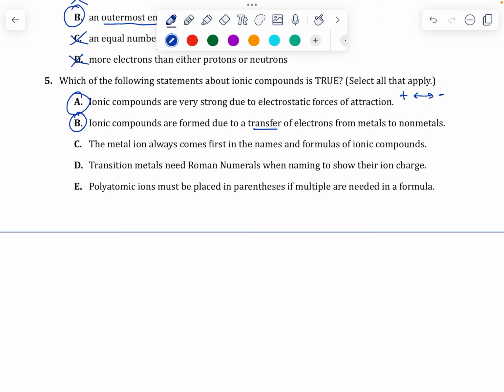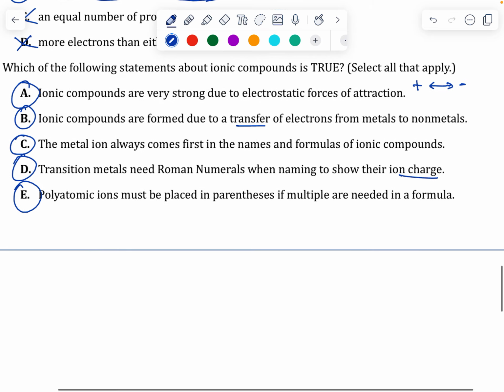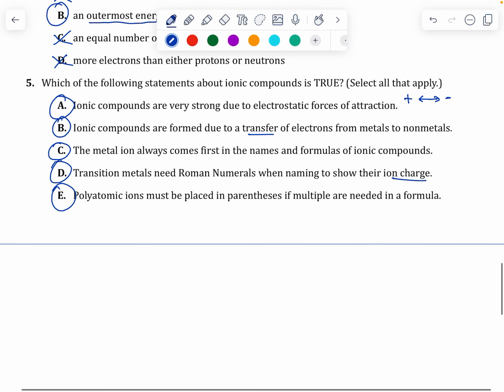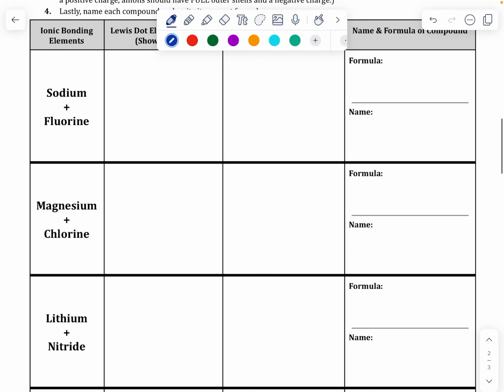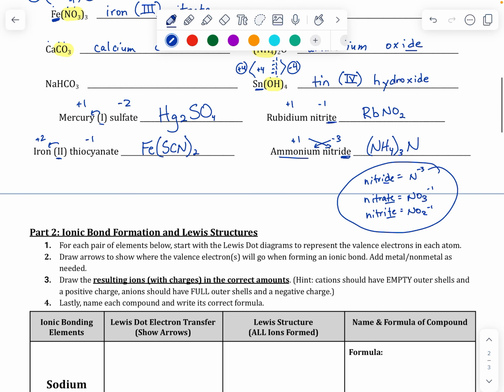Metal ion always comes first in the names and the formulas of ionic compounds. That is true. Transition metals need Roman numerals when naming to show their ion charge. True. And polyatomics must be placed in parentheses if multiple are needed. Okay, so everything is true there. Those are some of our naming and formula writing rules as well. So hopefully this helps. If you need me to go through any others, then please let me know, and I will.